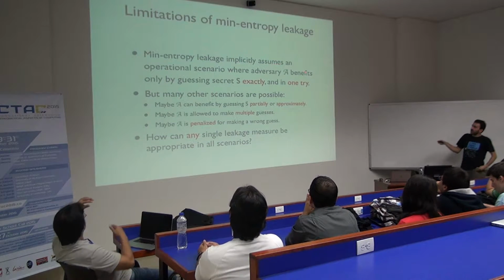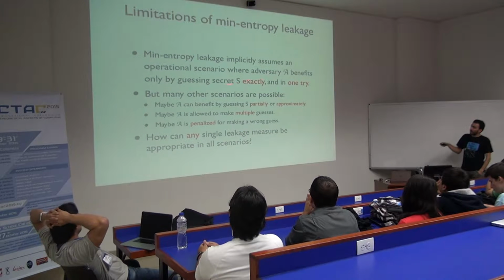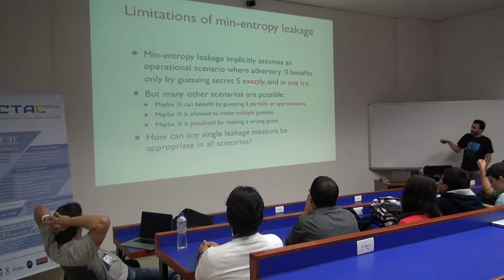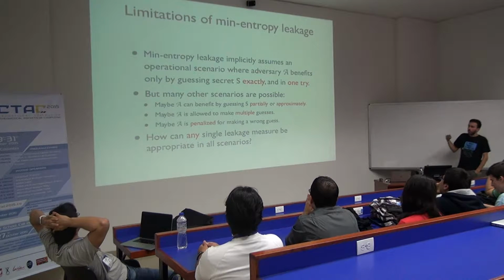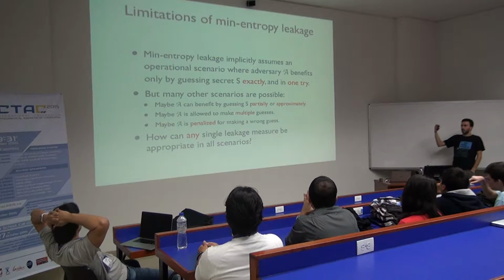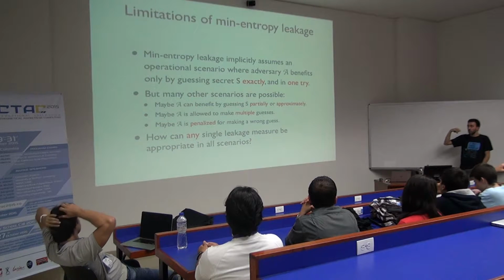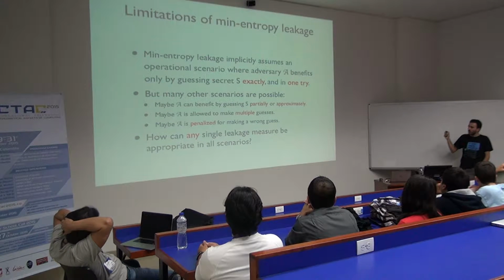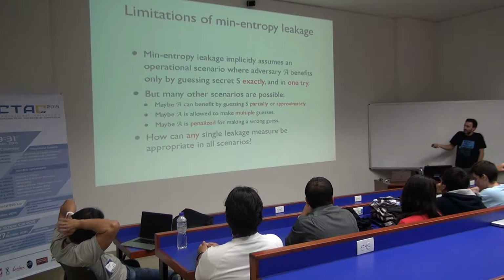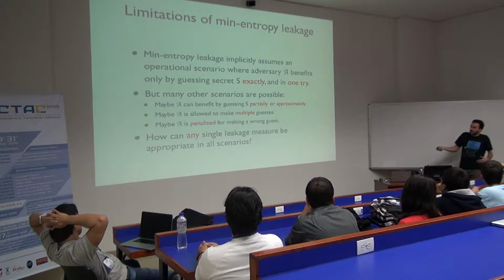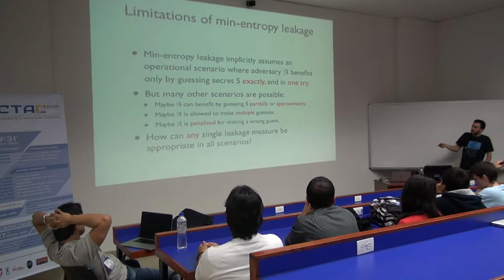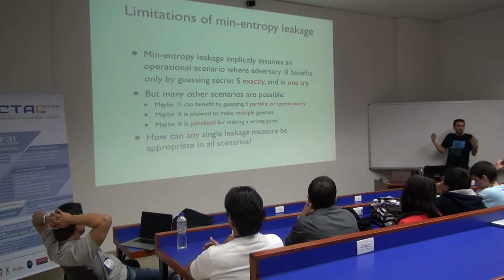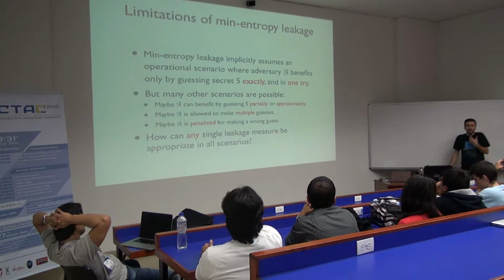So mean entropy leakage assumes an operational scenario where the adversary benefits by guessing the secret exactly. So two key points here are exactly and in one try, right? So essentially the adversary only wins in this operational scenario if he manages to completely guess the secret, right? And he has one try to do that. And of course, you could easily imagine other scenarios. For instance, in practice, even if you can guess a secret partially or approximately, then maybe this is good enough for you, all right?